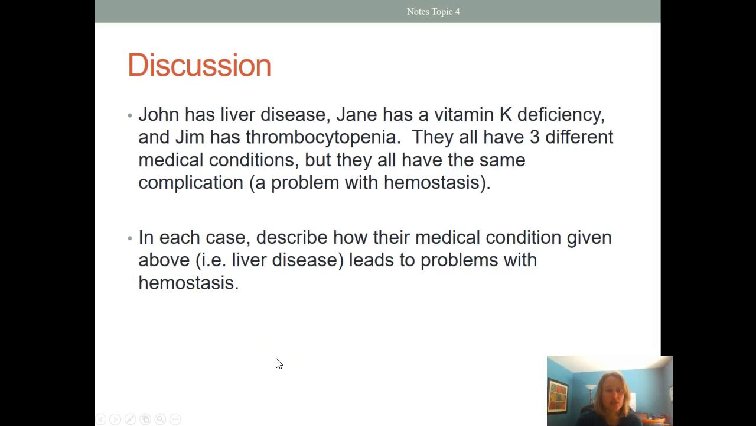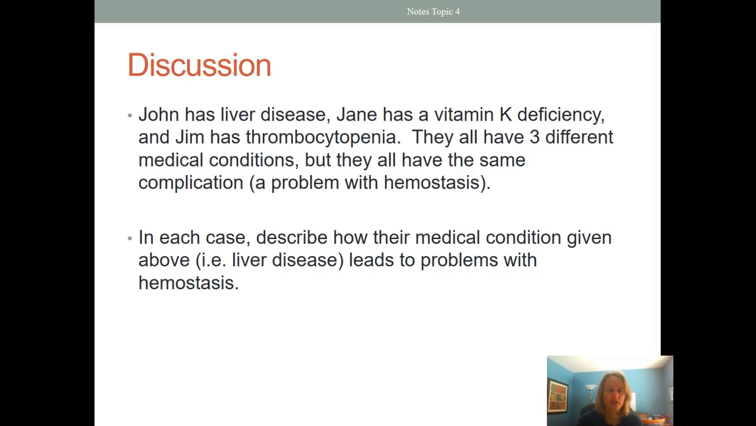Next question. John has liver disease, Jane has a vitamin K deficiency, and Jim has thrombocytopenia. They all have 3 different medical conditions, but they all have the same complication, a problem with hemostasis. So in each case, describe how their medical condition, given above, leads to problems with hemostasis.